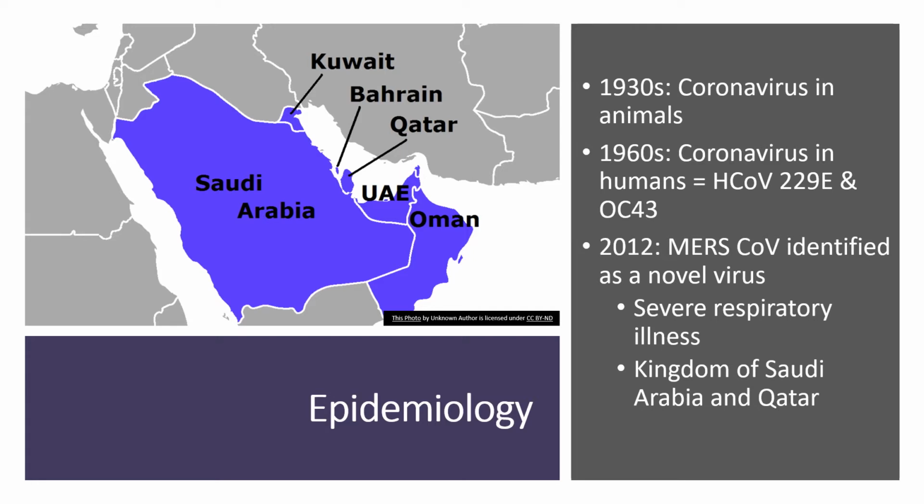Coronaviruses were first identified in animals in the 1930s. 30 years later, the first human coronaviruses were identified. MERS was identified as a novel coronavirus in 2012 and was first recognized as causing severe respiratory illnesses in the Kingdom of Saudi Arabia and Qatar.